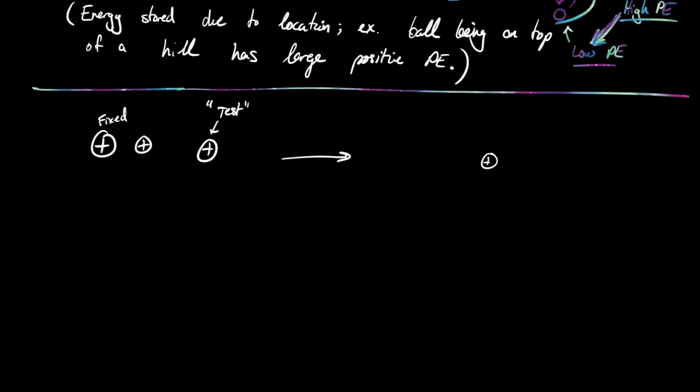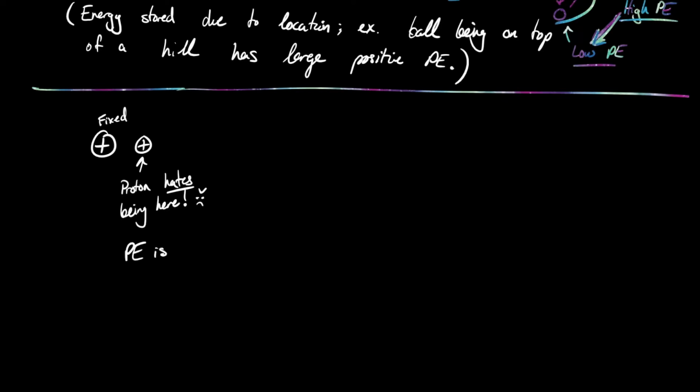Right, so since positive charges, like charges, will repel each other, we know that it hates being here. I'll call this a proton, probably by accident eventually, so I'll just call it a proton now. The proton hates being here. And what do we know about potential energy in places where things hate being? Well, it's big and positive there. So PE is large here.